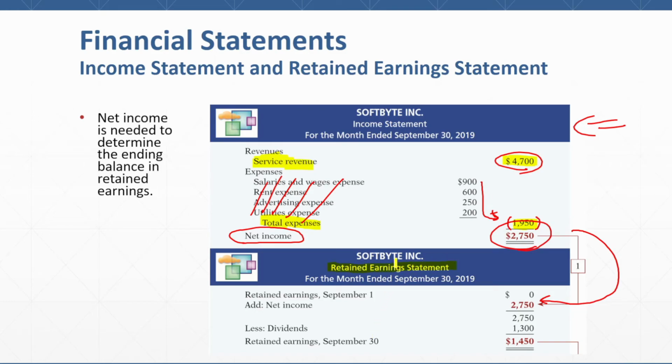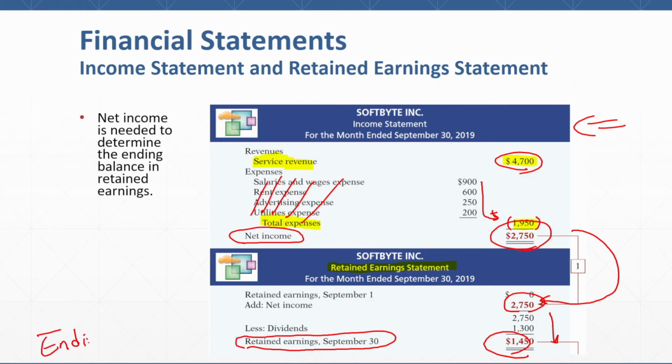See why we prepare income statement first and retained earnings statement later? Because retained earnings statement depends on the output of income statement. So we put the net income into the first line of the retained earnings statement, and we go further. We will talk about the components of this statement later, but the point is that the output of retained earnings statement is called ending retained earnings.